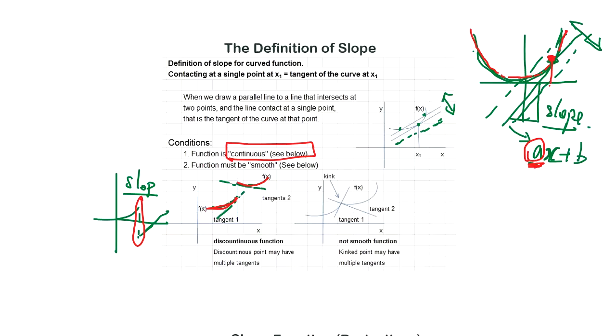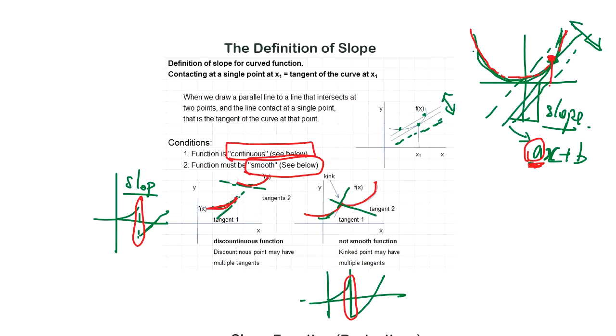Is continuous good enough? How about this kind? The function is continuous but has a kink like this. Then again, if you try to figure out the slope, probably here 0, increasing, and suddenly boom, negative. So again, the slope function of this is like, from here it's increasing and goes negative and starts increasing again, right? So the slope function is going to be a complicated function. So in order to avoid this, we say the function must be smooth.